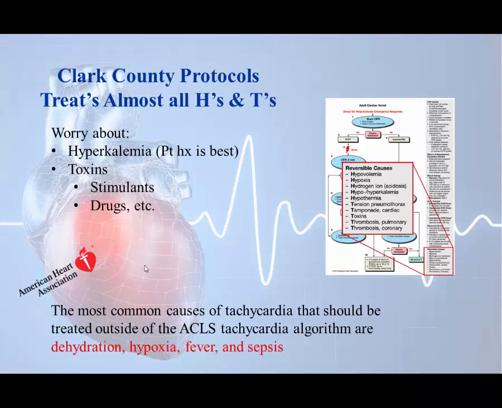The most common causes of tachycardia that should be treated outside of the ACLS algorithm are dehydration, hypoxia, fever, and sepsis. Those are also causes of accelerated heart rates. Clark County protocol inherently treats the H's and T's, concentrating on causes that are already treated and should be identified early, such as hyperkalemia or toxins. And then hypovolemia, hypoxia, hydrogen ion (acidosis), hypothermia, and the T's: tension pneumothorax and thrombosis. Okay.